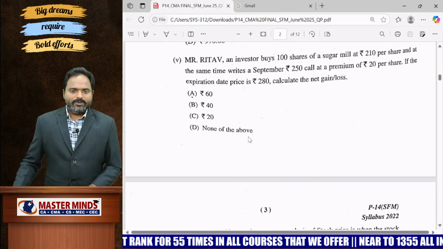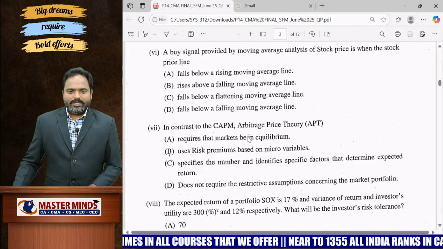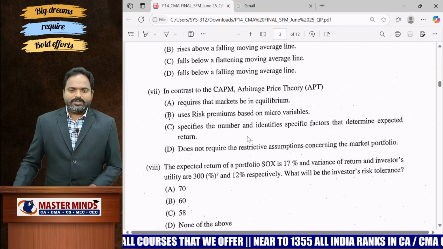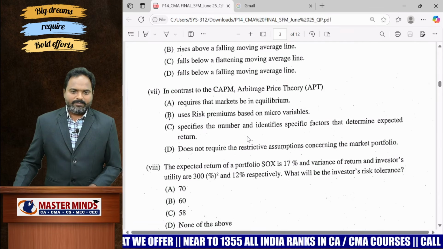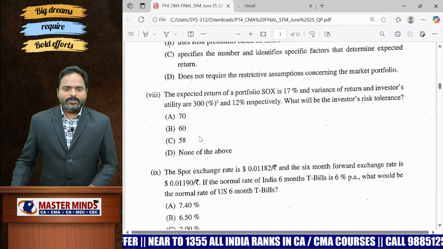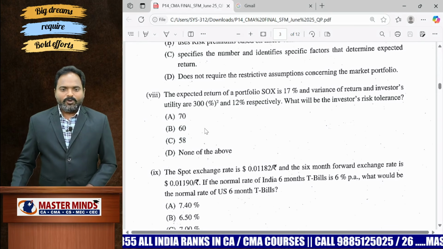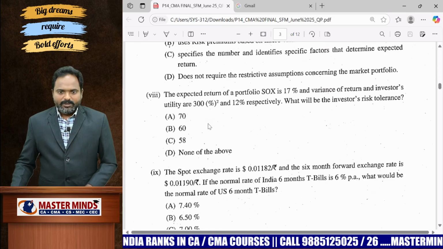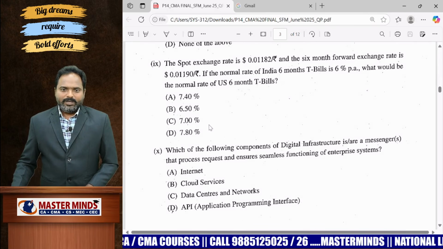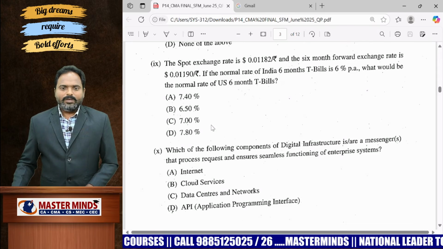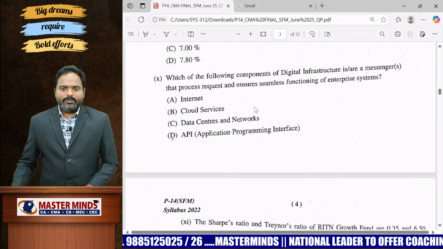These are all practical questions only. The first 5 MCQs are practical questions, and any student can answer. The sixth and seventh questions, only those reading the institute material MCQs can answer. This eighth MCQ may be a little bit difficult. Only if someone is reading the theory in your institute material, the total theory in portfolio management, can they answer this one. And the ninth one, spot exchange, is from your international financial management. You can answer this, no issue. Next: which of the following are components of digital infrastructure?